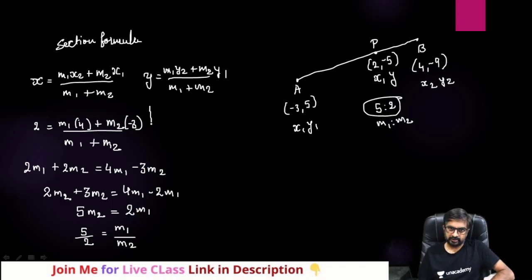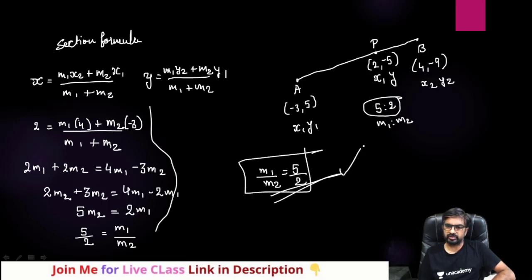If you want to check, you can check that by putting all these values of Y1, Y and Y2 in this, and here also you will get M1 by M2 as 5 by 2 only. You can do that by yourself, guys.